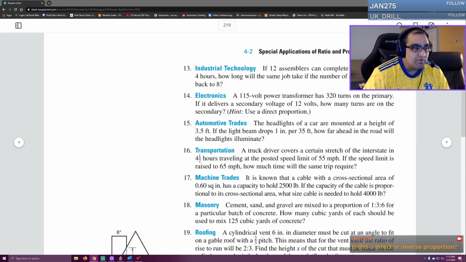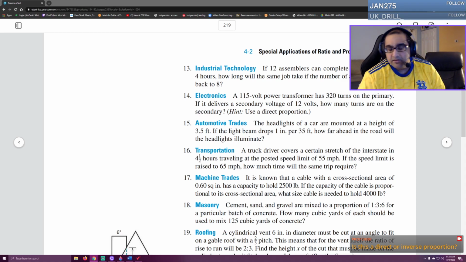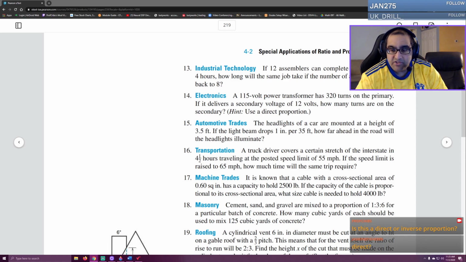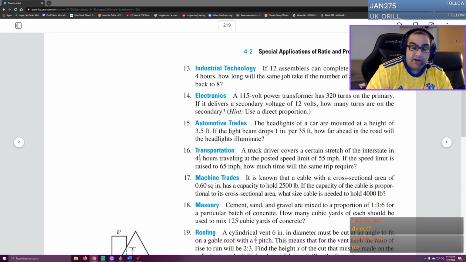So we have 12 assemblers take 4 hours. We cut the number of assemblers to 8. So let's answer that question. So here's what we'll say here. Okay, 12 assemblers take 4 hours to do the job. If I lower the amount of assemblers, does it take a lesser amount of time to do the job? No, right? If you cut the number of people to do that same job, it's going to take you more time to do that same job, right?